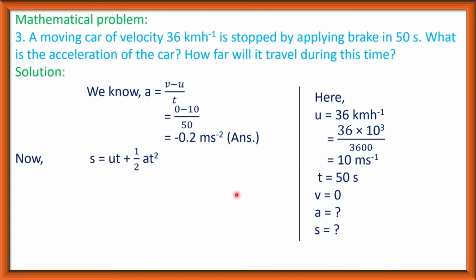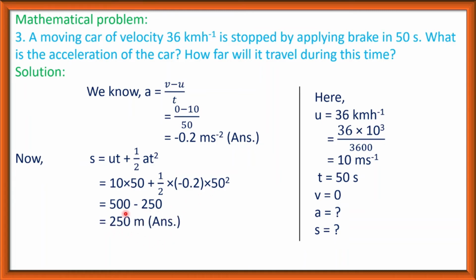Now s is equal to ut plus half at square. u means 10 times 50 seconds plus half, a means minus 0.2, into time square, t square, of 50 square. This is equal to 10 into 50, 500, and after calculation this is 250. This is equal to 500 minus 250, which is 250 meter. This is the distance.